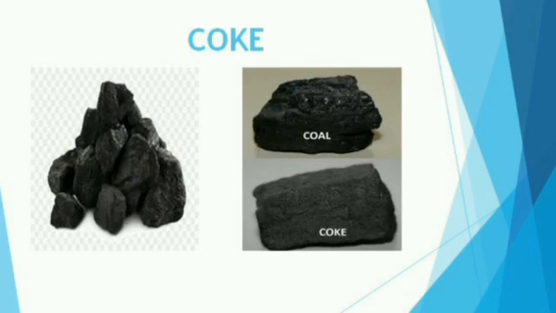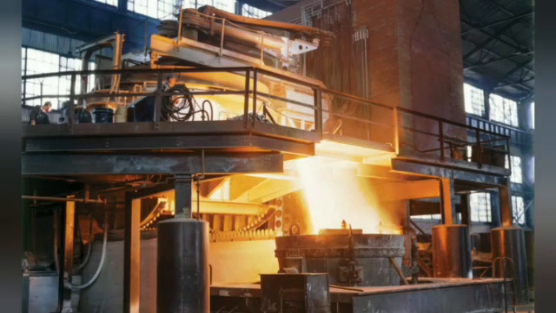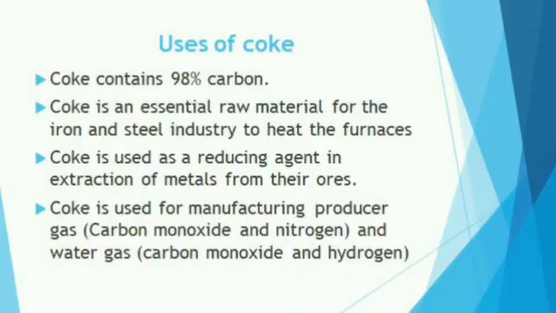Uses of coke. Coke is an essential raw material for the iron and steel industry to heat the furnaces. Coke is used as a reducing agent in extraction of metals from their ores. Coke is used for manufacturing producer gas. What do you mean by producer gas? A mixture of carbon monoxide and nitrogen.